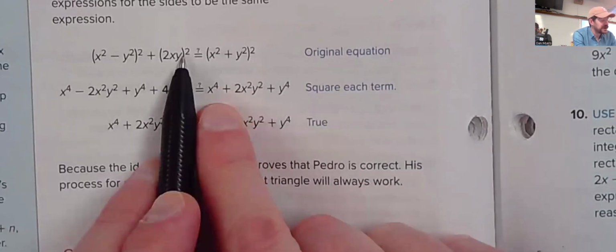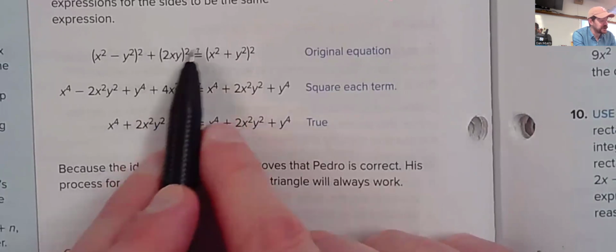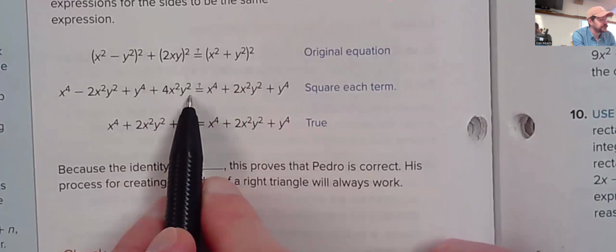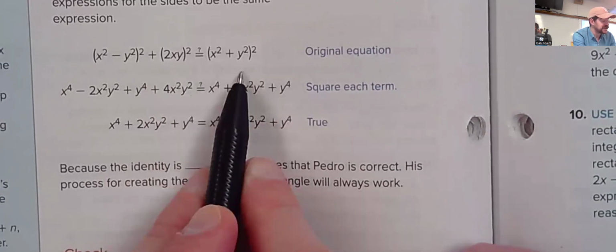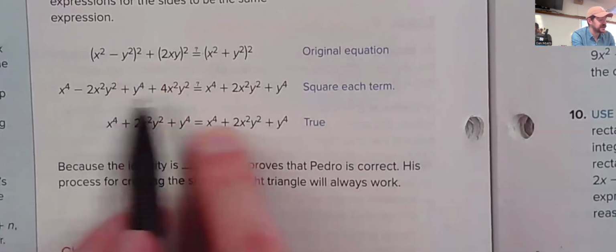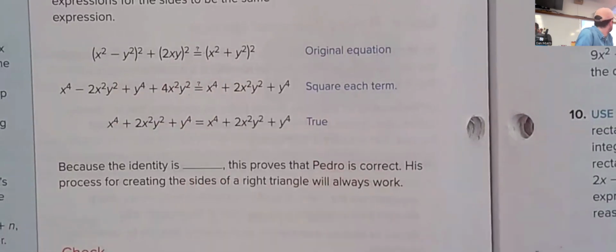Here, 2xy squared, just apply the square to everything. 2 squared is 4, x squared, y squared, right there. Now over here, it's going to be just like this one. The only difference is instead of the middle being a minus 2, it'll be a plus 2 instead. So there's that. All right.